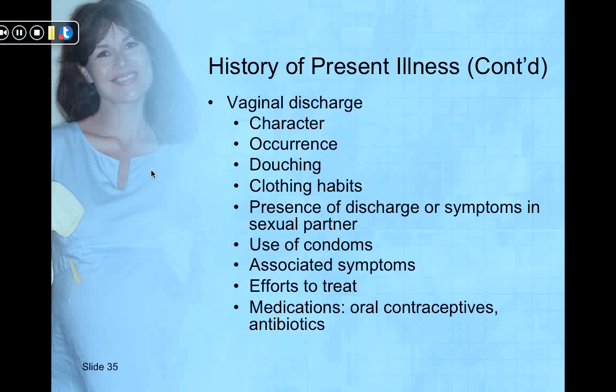Do they have a discharge? The character of it. Is it thick? Is it cottage cheese-like? Is it thin? Is it green? Is it yellow? Is it red and bloody? Is it dark blood? Is it bright red blood? Is it white? Does it have an odor? How often do you get it? Is it just during different times in your cycle? Is it just since you started this new kind of birth control?